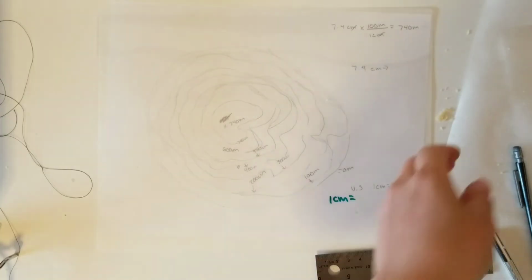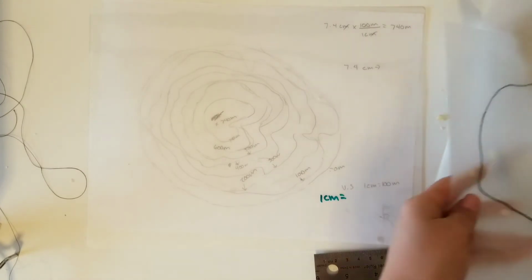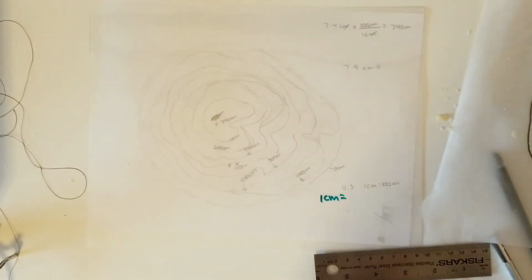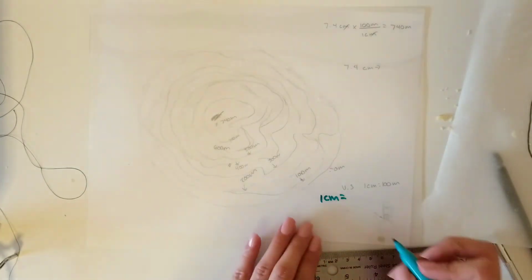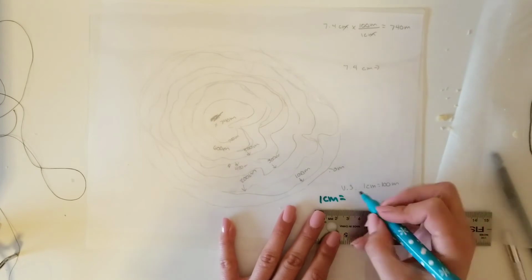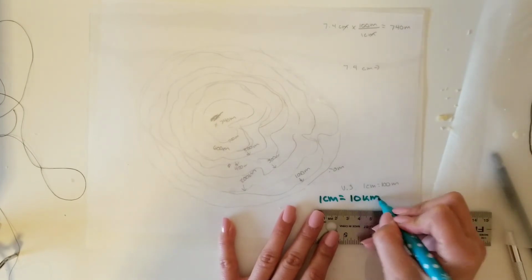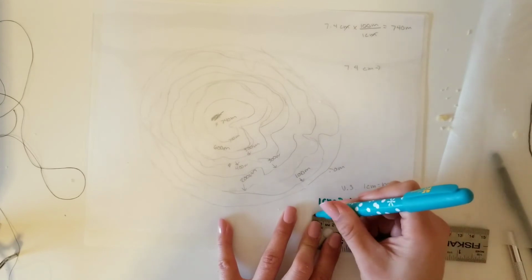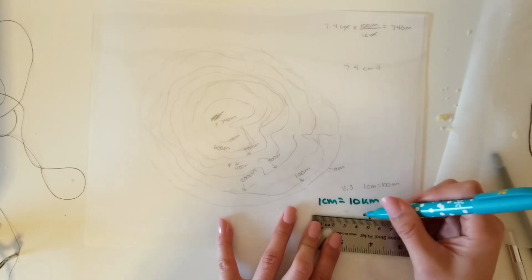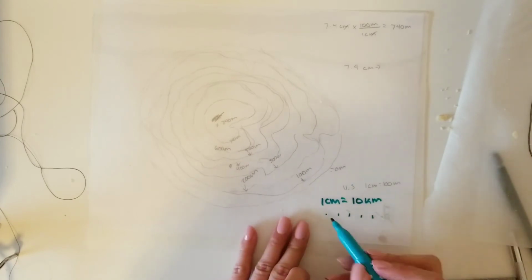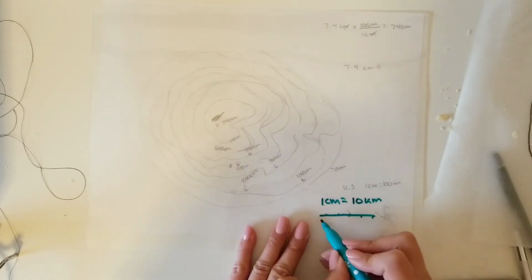All right, so my original tracing sheet is far too greasy to write on anymore. So I'm gonna redo this. So remember for our map scale, 1 centimeter equals 10 kilometers. So that means that however far across you are, let's go up to 5. Each of these little lines is worth 10 kilometers each.